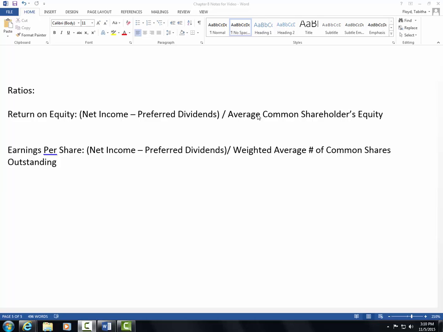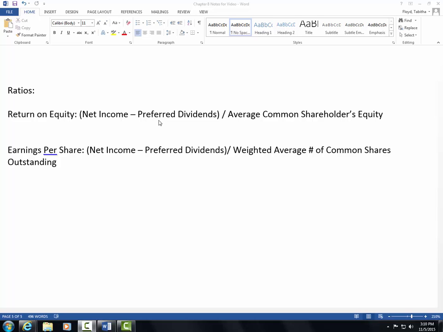And this ratio is measuring the amount of income the company is making for every dollar that the common shareholder has invested in the company. It's measuring the return that the common shareholder is getting on their investment in this company. That's why we take out the preferred dividends in the numerator, because the common shareholders will not get any return on this business until the preferred shareholders are paid.